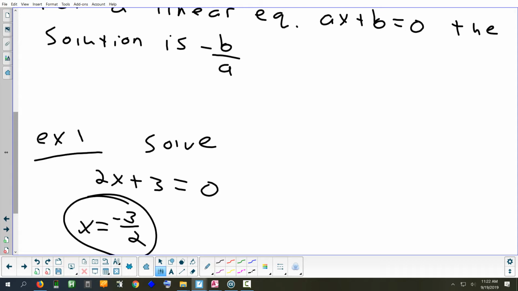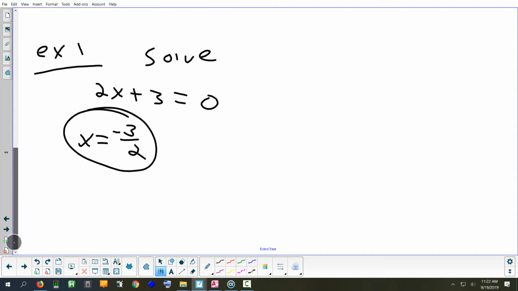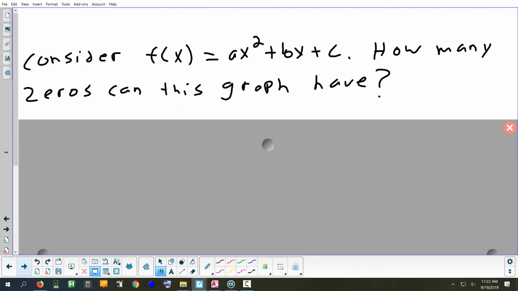What's another word for it? He also gave me the 0. Now what if I said solve and tell me the coordinates of the x-intercept? What would be the coordinates of the x-intercept here? (-3/2, 0). Negative 3 over 2, comma 0 in parentheses. Okay, so that's a linear equation.